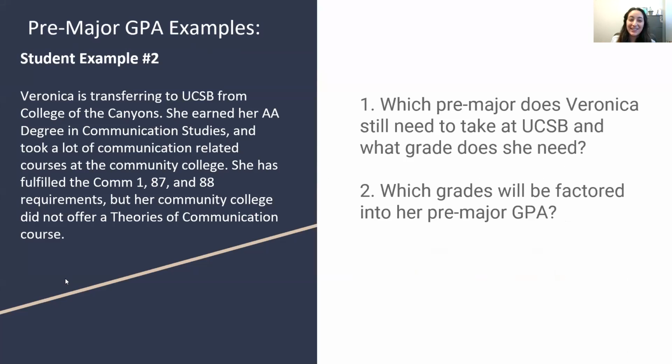All right, so we'll go ahead and read another example. Veronica is transferring to UCSB from the College of the Canyons. She earned her associate's degree in comm studies and took a lot of comm-related courses at her community college. She's fulfilled the Comm 1, 87, and 88 requirements, but her community college does not offer a Theories of Communication course. So, number 1, which pre-major courses does Veronica still need to take at UCSB, and what grade does she need? And number 2, which grades will be factored into her pre-major GPA? So again, we'll give you another second to think about what the answer might be. Use this as an opportunity to quiz yourself.